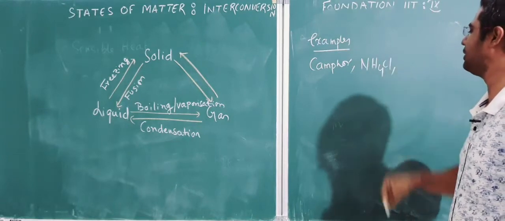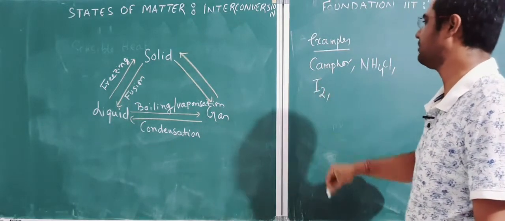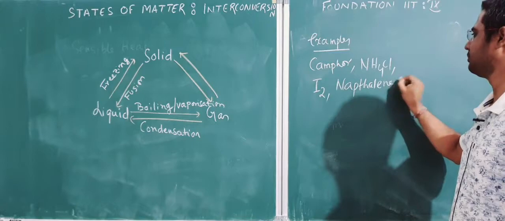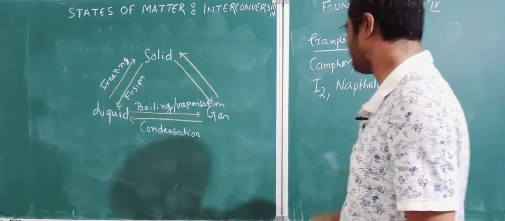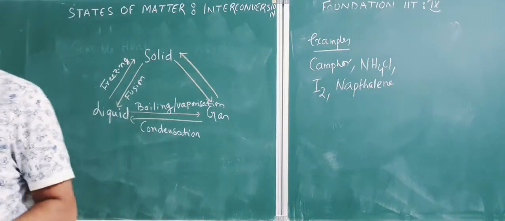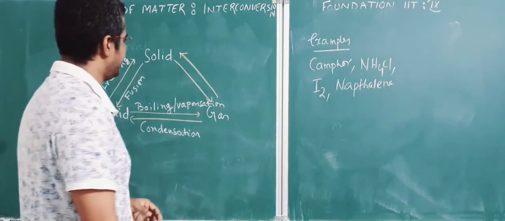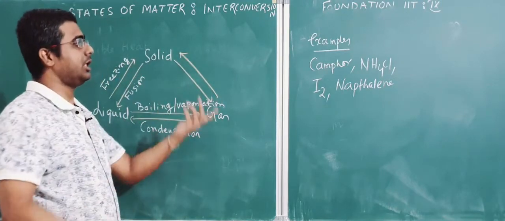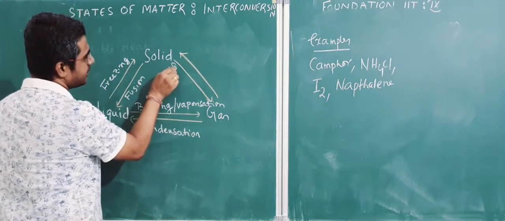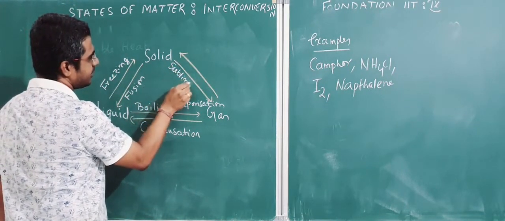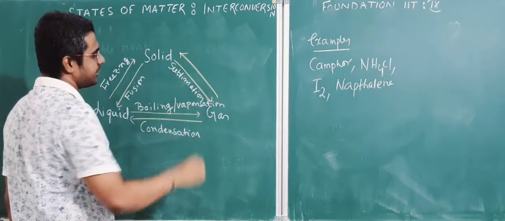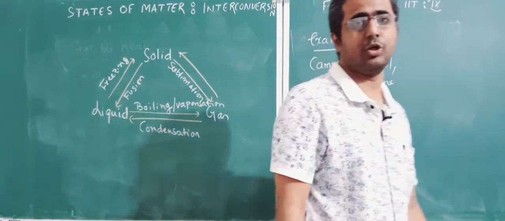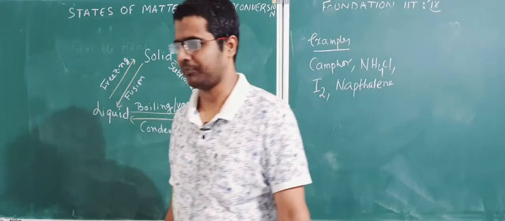It is a sublimable solid. I2 sublimes. Naphthalene, this one you know, we generally use it in the bathroom, gives nice odor. So naphthalene, these are some of the examples of your sublimable solid. What they do is directly go from solid to gaseous state without going into liquid state. So this process is called sublimation. You can write down, sublimation is the process of conversion of solid to gaseous state without going into liquid state. Okay? That is the definition part.